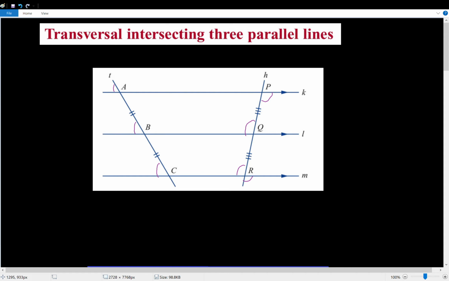And just for clarity's sake on this, the two sections on T are not equal in length to the two sections that are shown on H over here, but they are equal to each other, and the sections on H are equal to each other. So let's just take a look at a few examples, questions of this, so we can get an idea what's going on.